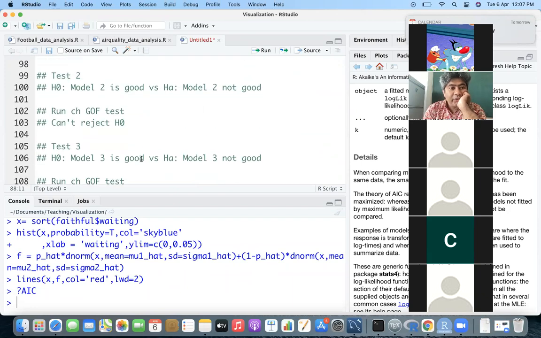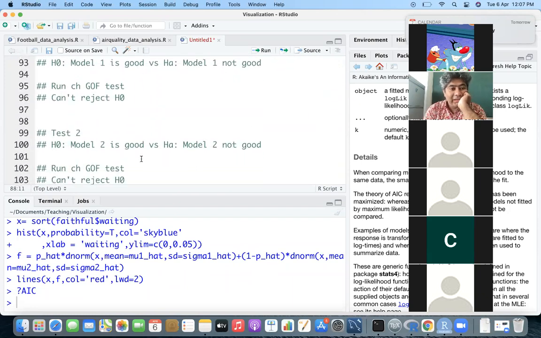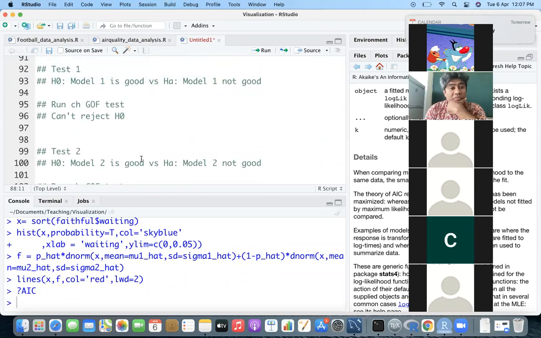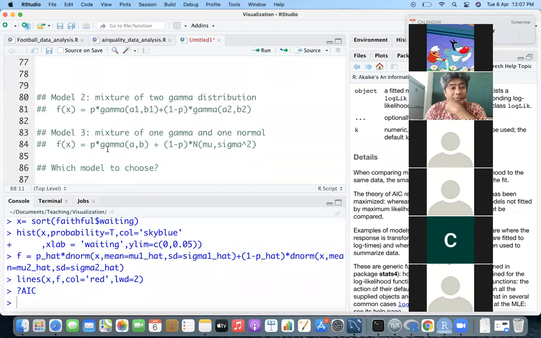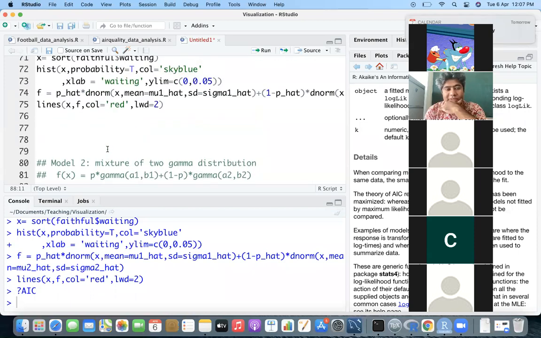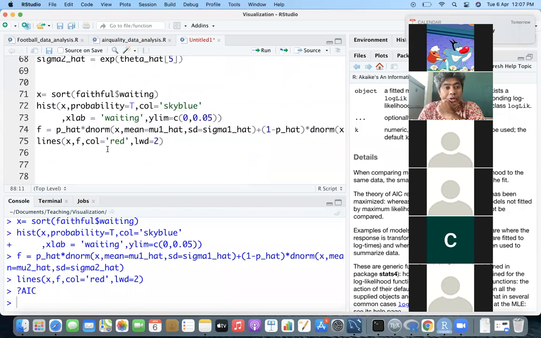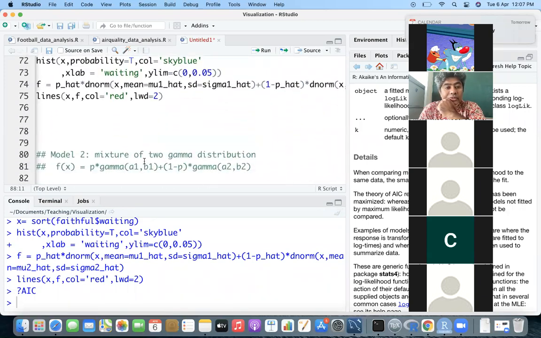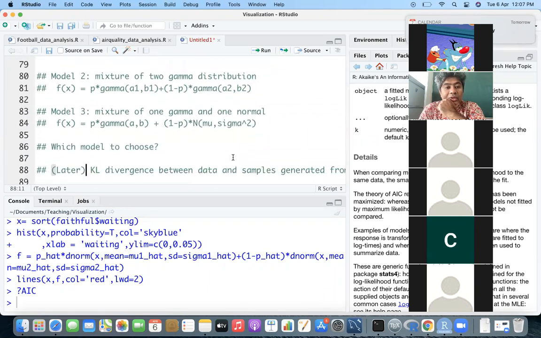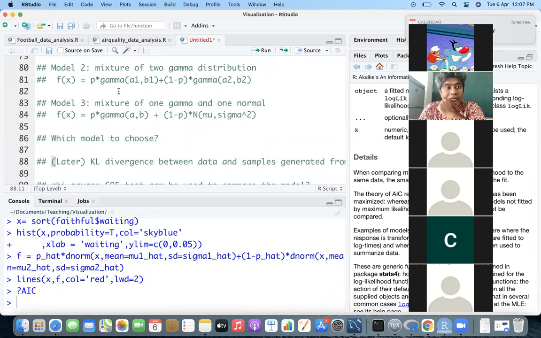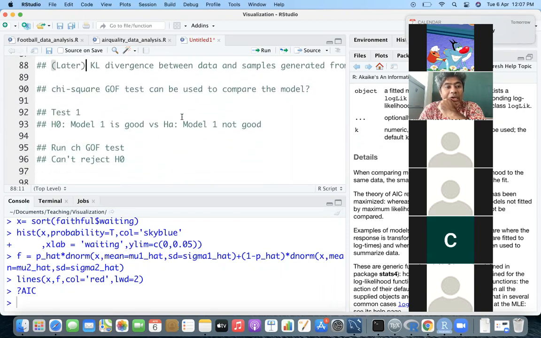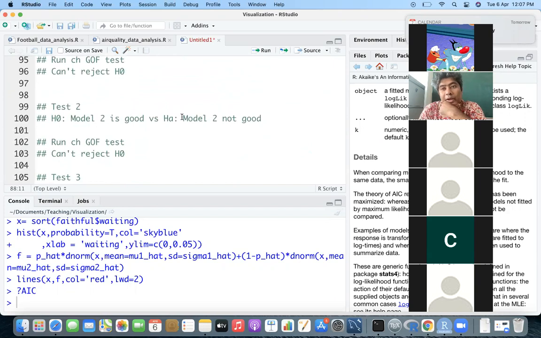So a small assignment for you guys is to fit these 3 models. One model is with 2 gamma, and the first model we have already implemented. I'm going to share this code with you in a few minutes after the class. All you have to do is fit the additional model 2 and model 3, and then calculate the AIC and compare them and reach your conclusion on which model you would like to use. Okay.